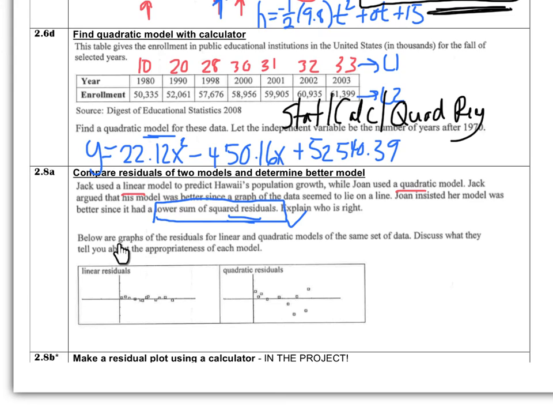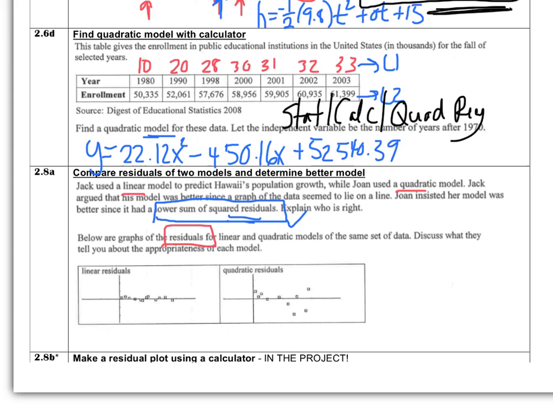Second question, below are graphs of the residuals for the linear and the quadratic model. Now be careful, these are a graph of the residuals. It says here, discuss what they tell you about the appropriateness for each model. So right here you're going to notice this is a picture of all the error, or the residuals, of the linear graph. It's very tight to the x-axis, which is good, and it doesn't really show a pattern.